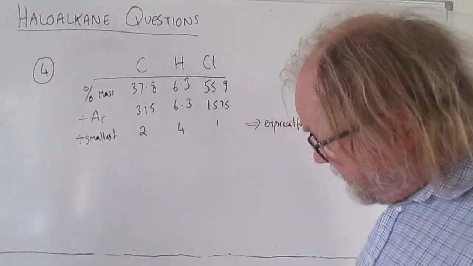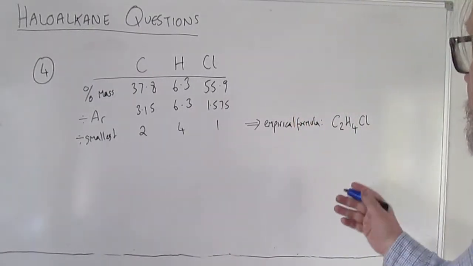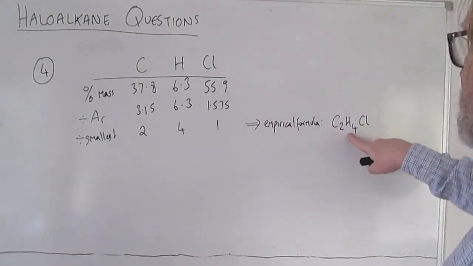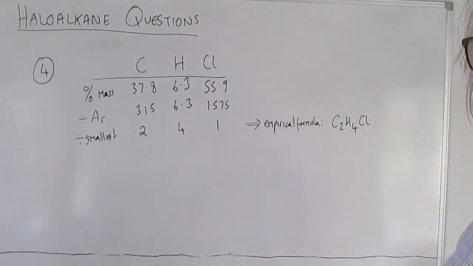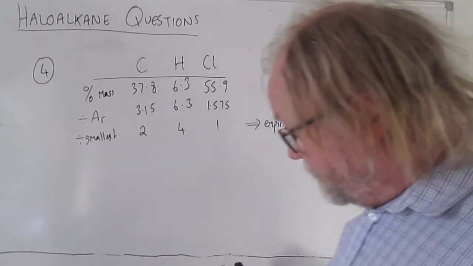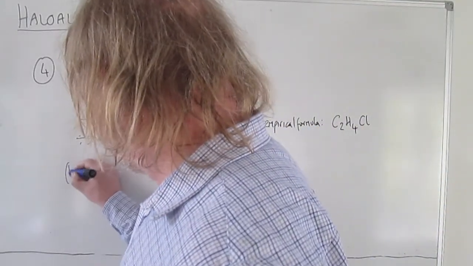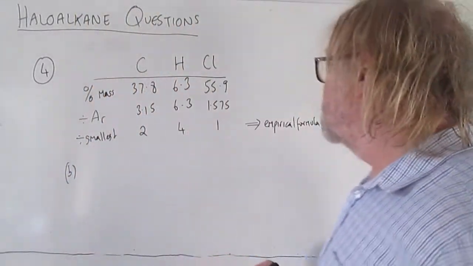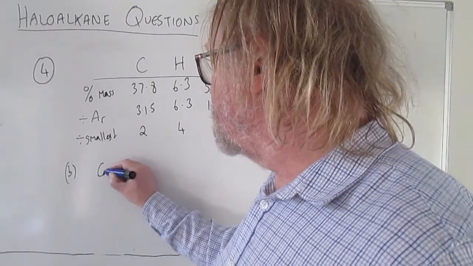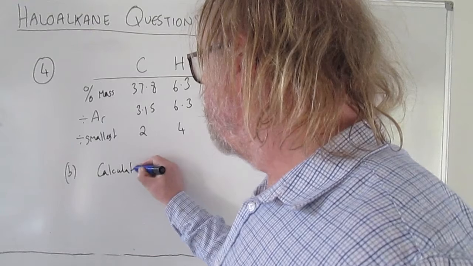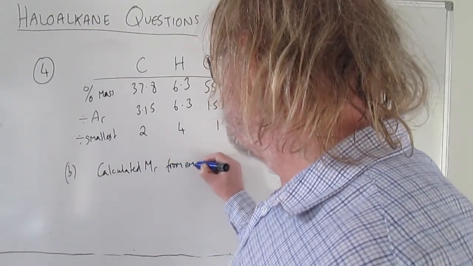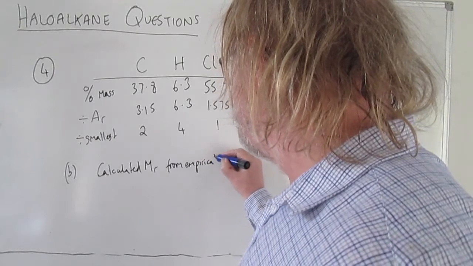However, that's not necessarily the molecular formula. Remember, that just means however many carbons you've got, there are twice as many hydrogens but half as many chlorines. That's what the empirical formula means. To turn that into the molecular formula, which it wants in part B, we have to take account of the MR. So what you do is you work out the calculated MR from the empirical formula, first of all, and compare that with the true MR.